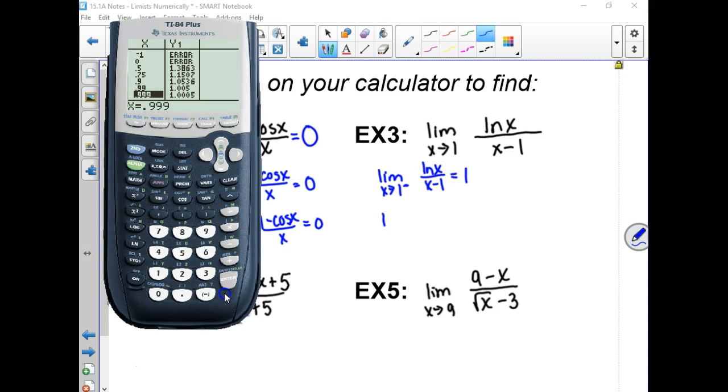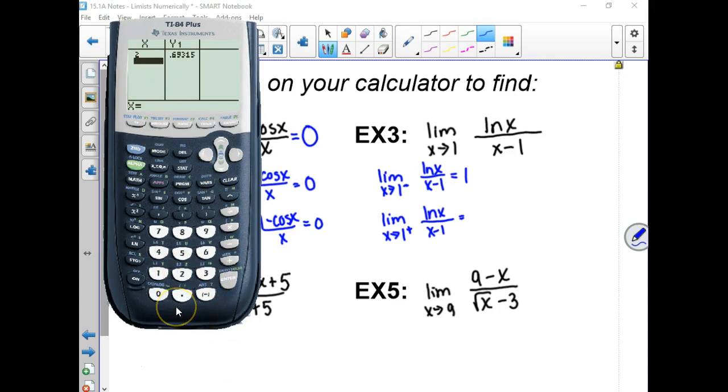Okay? And then we do the limit as x approaches 1 from the right of the natural log of x over x minus 1. So let's go delete all these out. What number do you want to start at here? We're coming from the upper number, so numbers higher than 1.